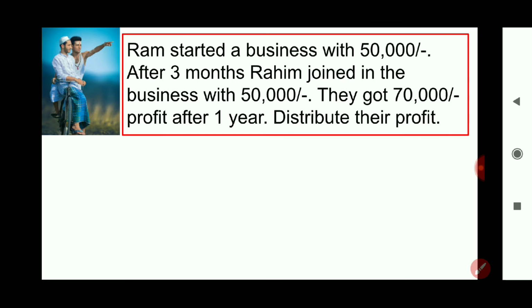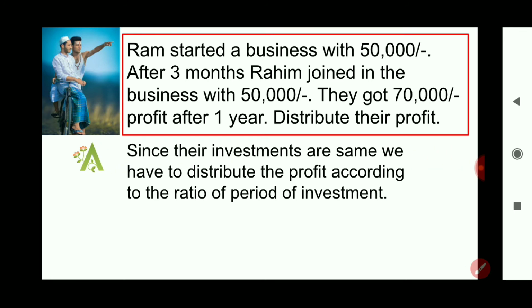Now one more question. Ram started a business with 50,000 rupees. After 3 months, Rahim joined in the business with 50,000. They got 70,000 rupees profit after 1 year. Distribute their profit. In this question, their investments are same. We have to distribute the profit according to the ratio of period of investments. Here investments are same but period is different. So we have to distribute the profit according to the ratio of period of investment.